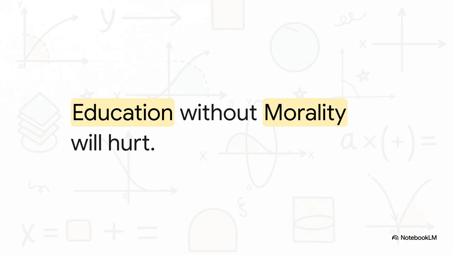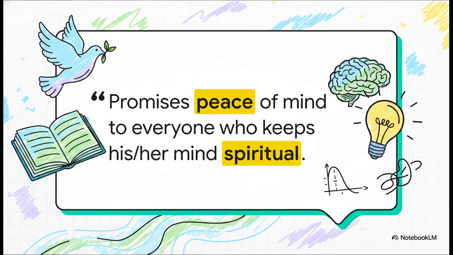We can learn all the advanced algebra in the world, but if we continue to make bad choices that hurt ourselves or the people around us, what have we really gained? There's a really beautiful promise found in Romans 8, verses 6 and 7, assuring peace of mind to everyone who keeps their mind spiritual. When we apply structure and decency to our academics, and then combine that with a spiritual mindfulness in our daily actions, we cultivate genuine, lasting peace.